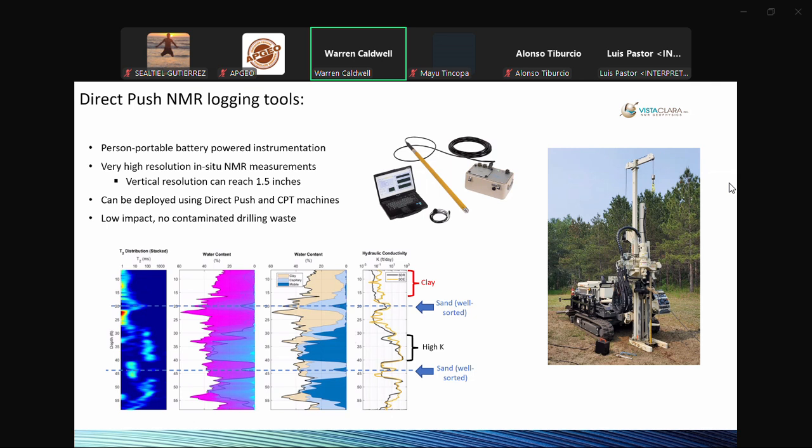can integrate with direct push drill rigs. So here's an example of a log from a direct push dart measurement. We can see at 20 meters and at 44 meters there are some well-sorted sands. We have a high hydraulic conductivity zone between 30 and 40 meters. And then in the near surface, there are clays.